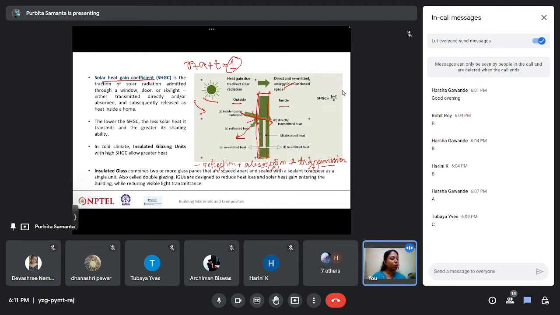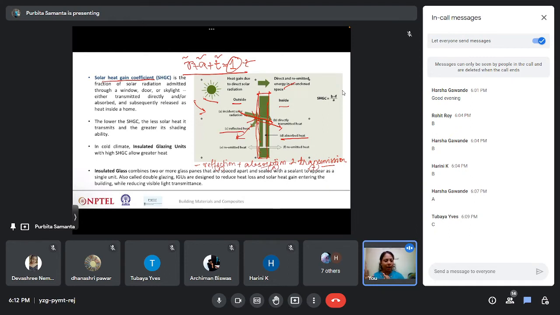So 1 is the total amount of incident solar radiation, and all these components together give you a value of 1. Now I think you are all getting the idea: when this incident solar radiation falls on the fenestration, which is made of glass, some part of it is directly transmitted inside, some part is absorbed, as you can see written over here, and some part gets reflected.